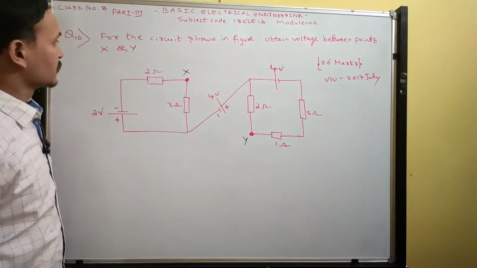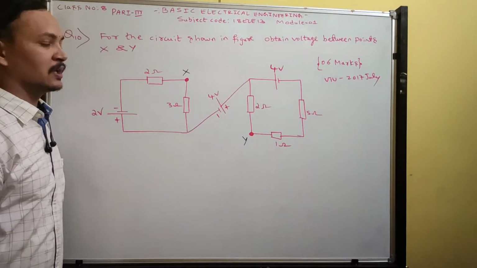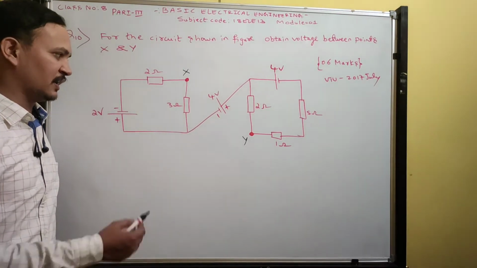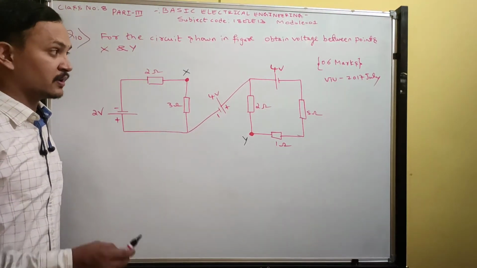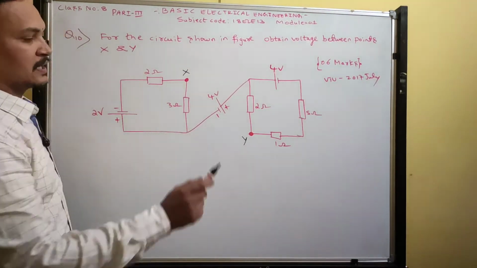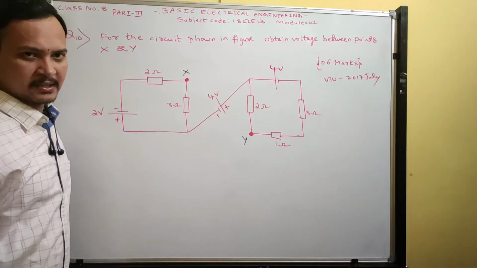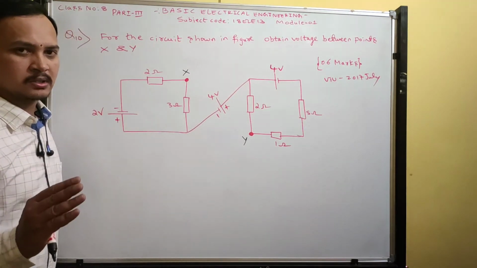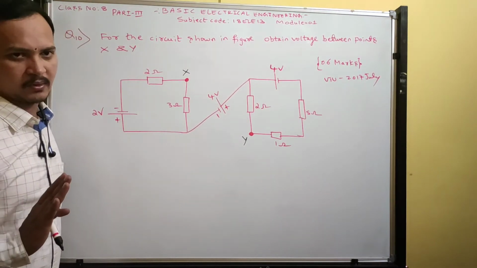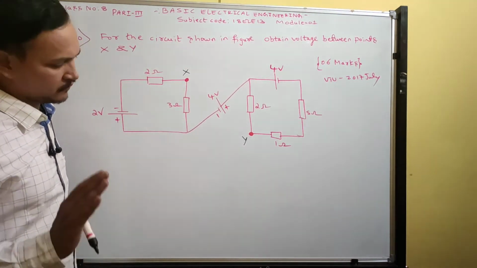Okay, guys, the next question is: for the circuit shown in the figure, obtain the voltage between the points X and Y. We have already done this problem, so refer to that problem and then find the solution. I did so many cases for this problem. You are requested to write any one case. Draw the circuit between X and Y, any one circuit is more than sufficient.